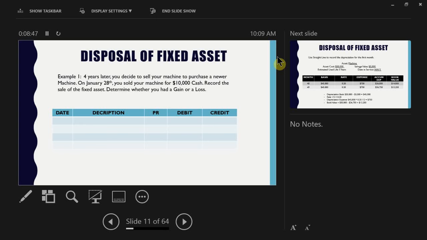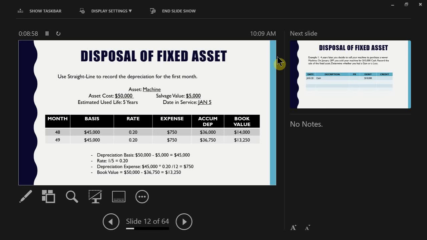Now, in this case, how am I going to journalize it? Well, first things first, we need to figure out what my book value is right now, because that is important. I need to determine the value of my asset. Since I am selling it as of January 28th, fast forward 4 years is going to be 48 months. But because I have to depreciate it for January again, that gives me an additional month. So I'm on month number 49.